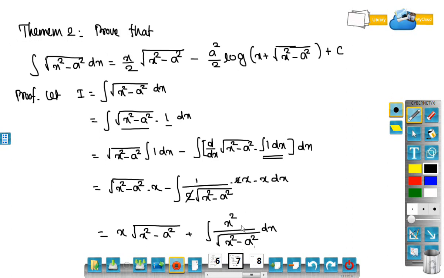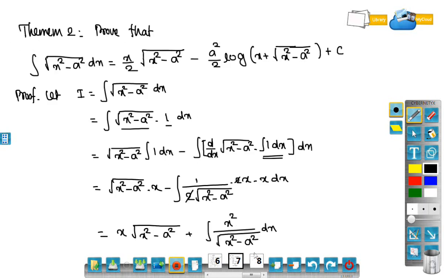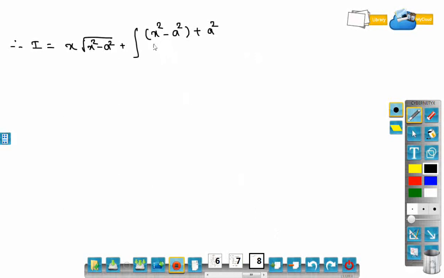Now I'd like to express the numerator in terms of the denominator. That means express this x square as x square minus a square plus a square, because there is only x square and I need x square minus a square, so I have written it like this. It is completely divided by under root of x square minus a square dx.